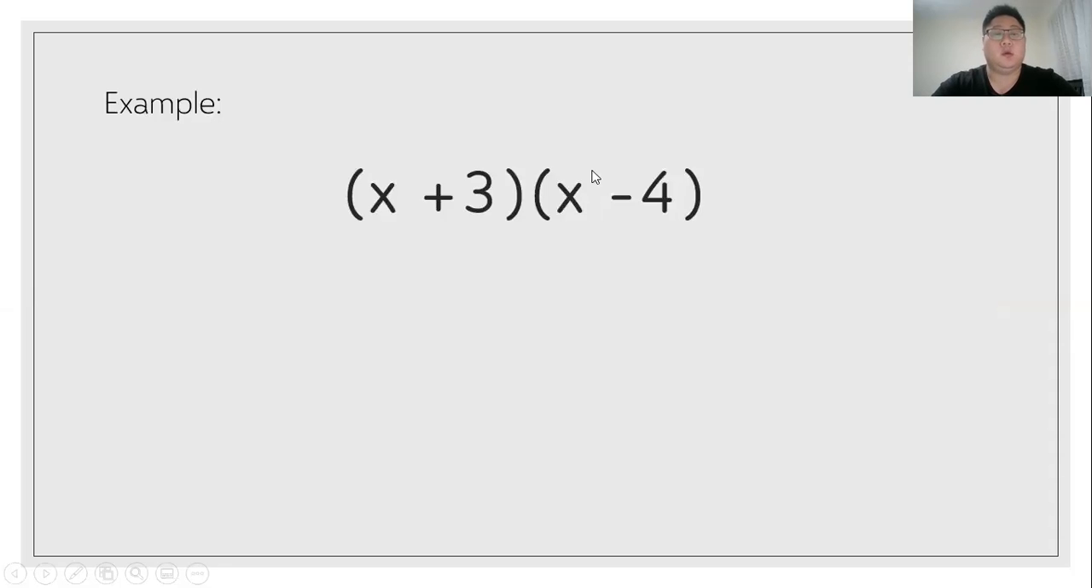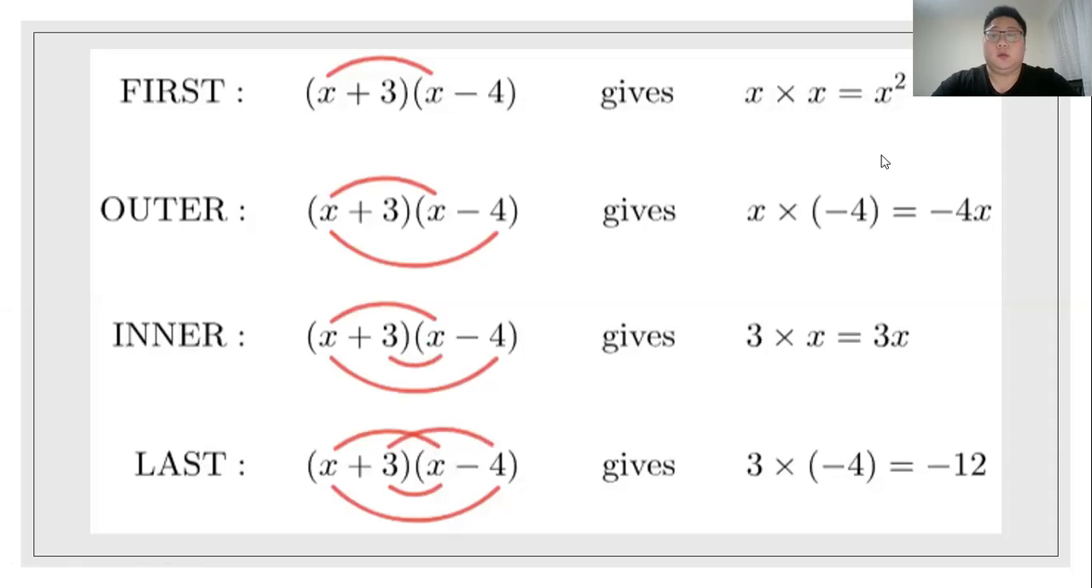Okay, so we'll put that into practice, and I have two binomial factors here, which is x plus 3 times x minus 4. Now, I'm just going to move myself over. So first would be the two on the left, which is this x here and that x here. So that would be x times x, which gives us x squared.